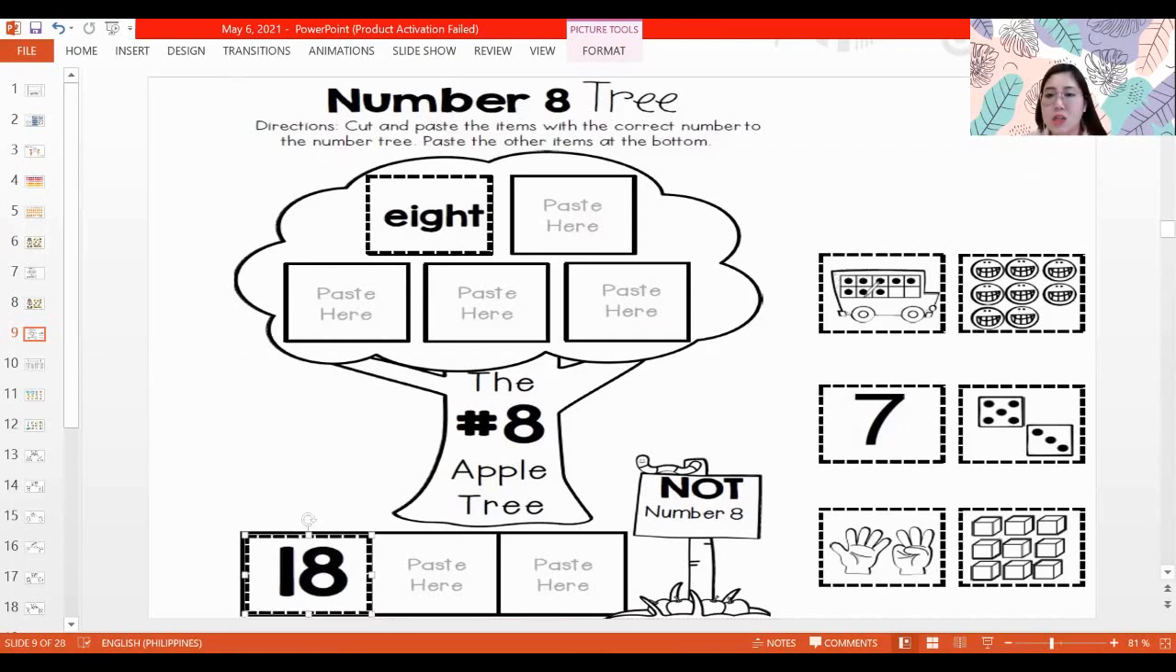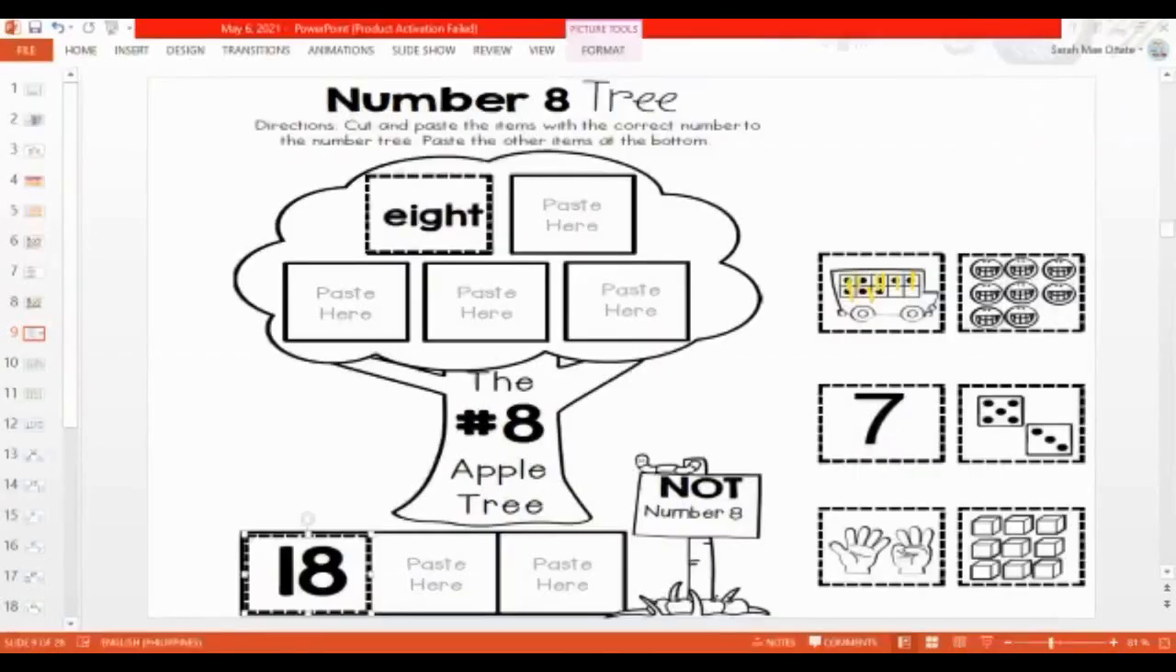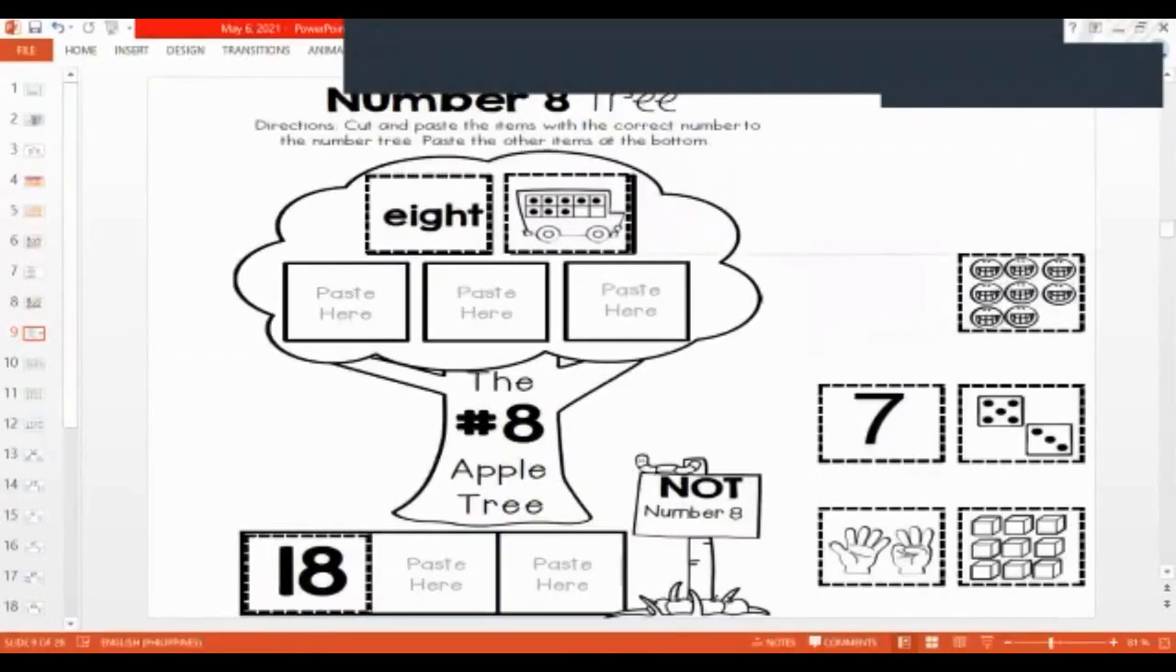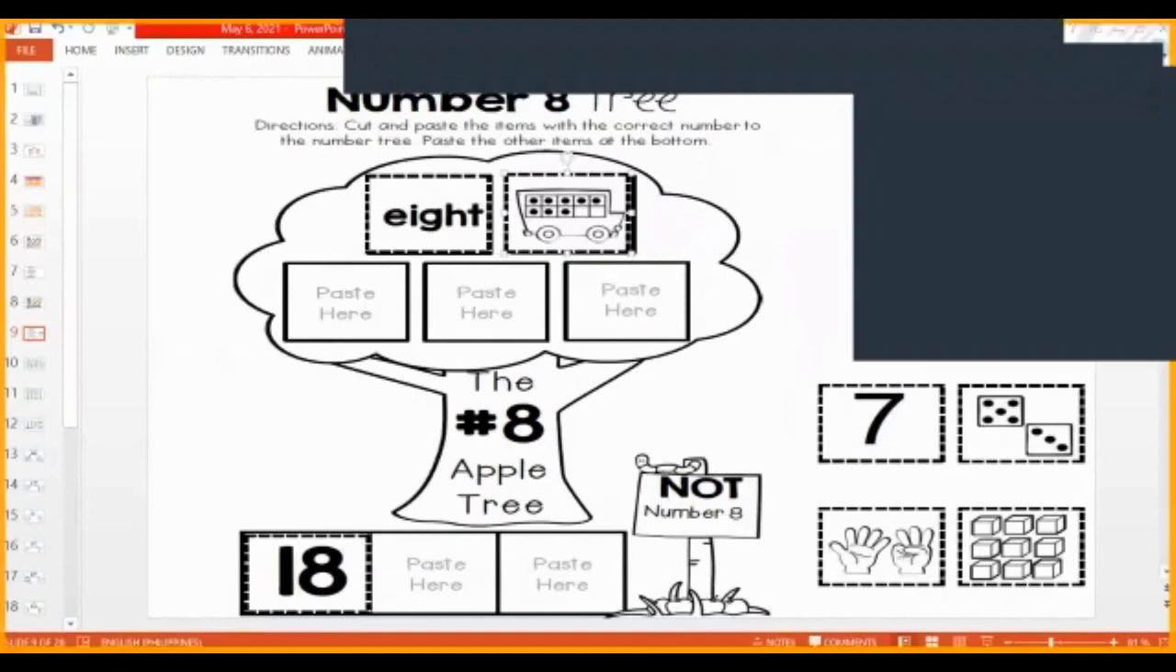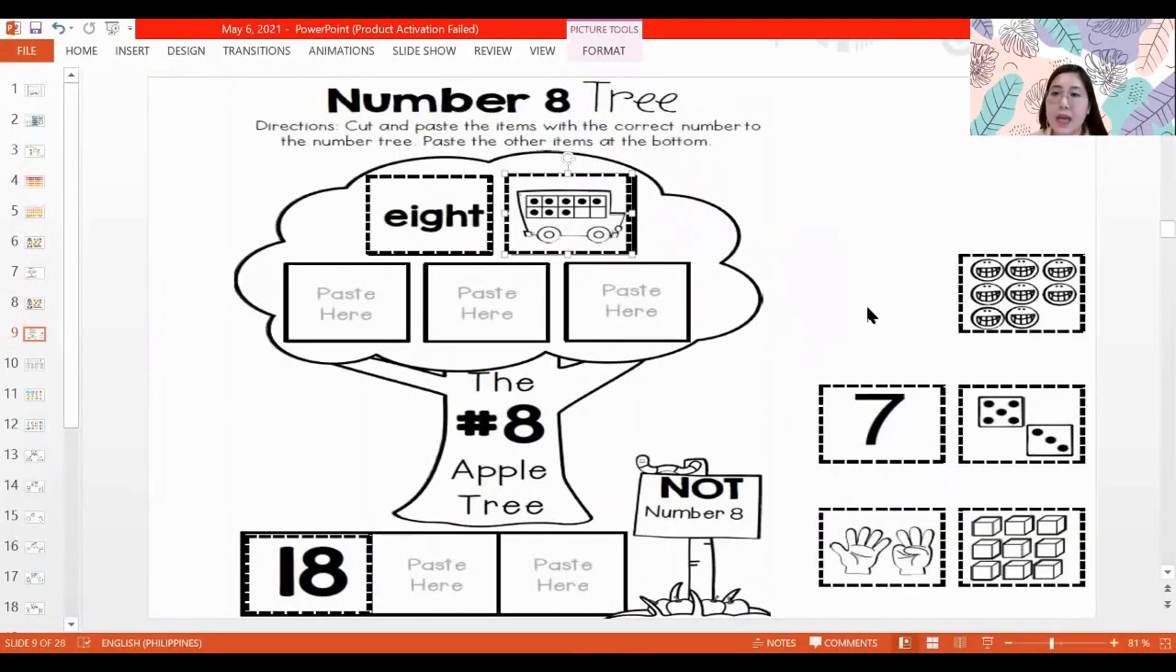Okay, here, the dots on the bus. 1, 2, 3, 4, 5, 6, 7, 8. 8 on the bus will be here on top. Okay, now let's go to our happy face or smiley face. 1, 2, 3, 4, 5, 6, 7, 8. That's 8, so that should be on top also.